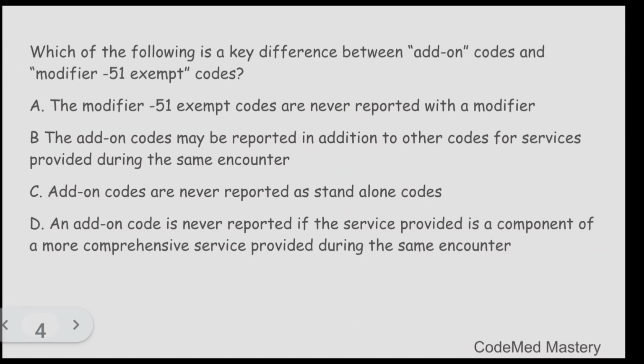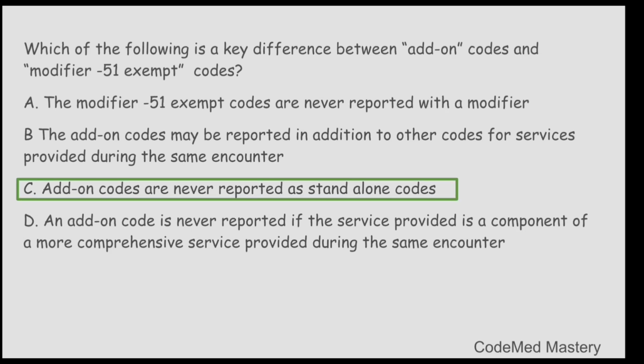Next question. Which of the following is a key difference between add-on codes and modifier 51 exempt codes? Option A, the modifier 51 exempt codes are never reported with a modifier. Option B, the add-on codes may be reported in addition to other codes for services provided during the same encounter. Option C, add-on codes are never reported as stand-alone codes. Option D, an add-on code is never reported if the service provided is a component of a more comprehensive service provided during the same encounter. And the right answer for this question is option C. Add-on codes are never reported as standalone codes.